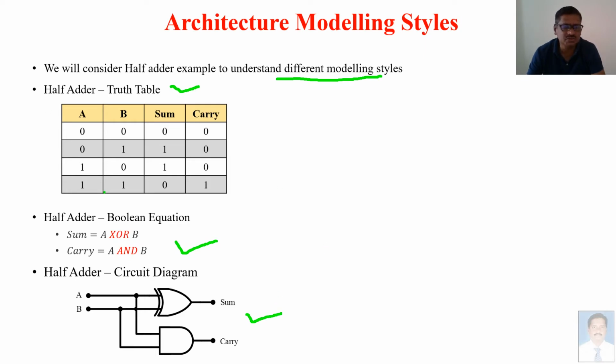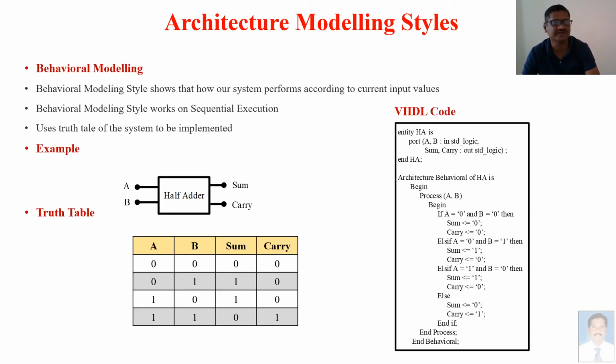Using this truth table, I will implement its behavioral model. Using these Boolean expressions, I will implement its data flow model. And using this circuit diagram, I will implement the structural model of the same circuit, which is nothing but the half adder. Then we will be able to differentiate between all the modeling styles available in VHDL. To start with the first modeling style, the behavioral modeling style: it shows how our system performs according to the current input values.